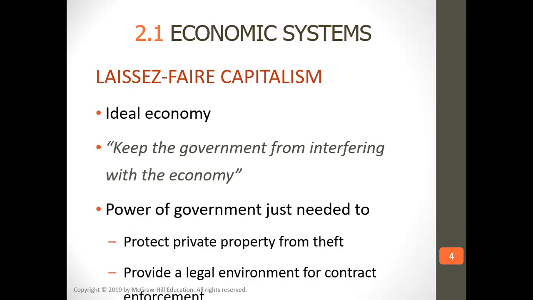So laissez-faire capitalism is the ideal economy for some people. It's like a libertarian economy. The government is only there for police and for law. They only have national defense, police, and judges. That's it. There's nothing else. There's no education. There's no healthcare. Just national defense, police, and legal.